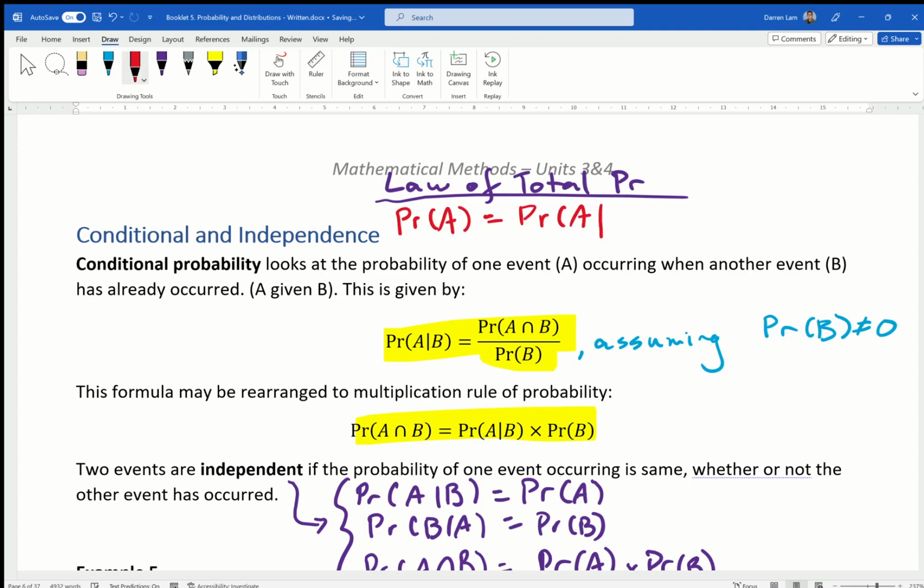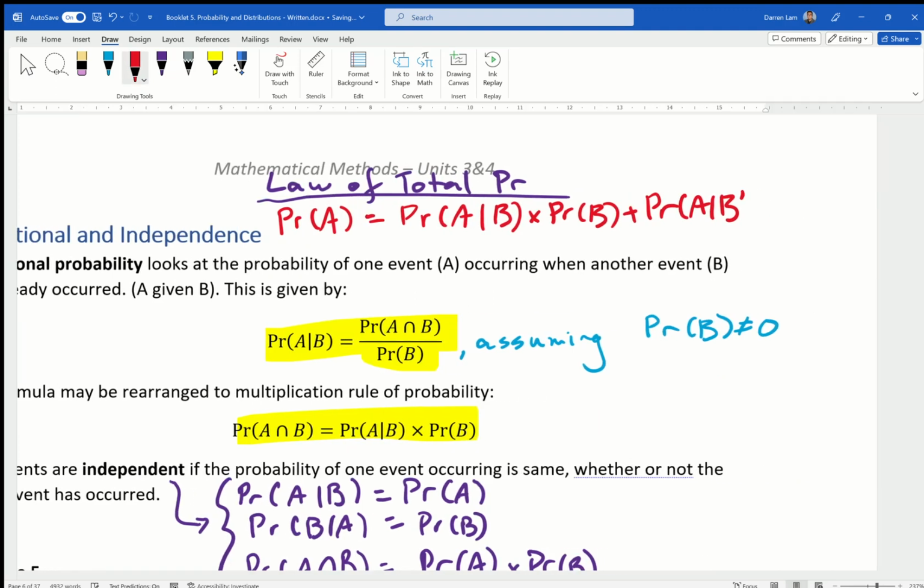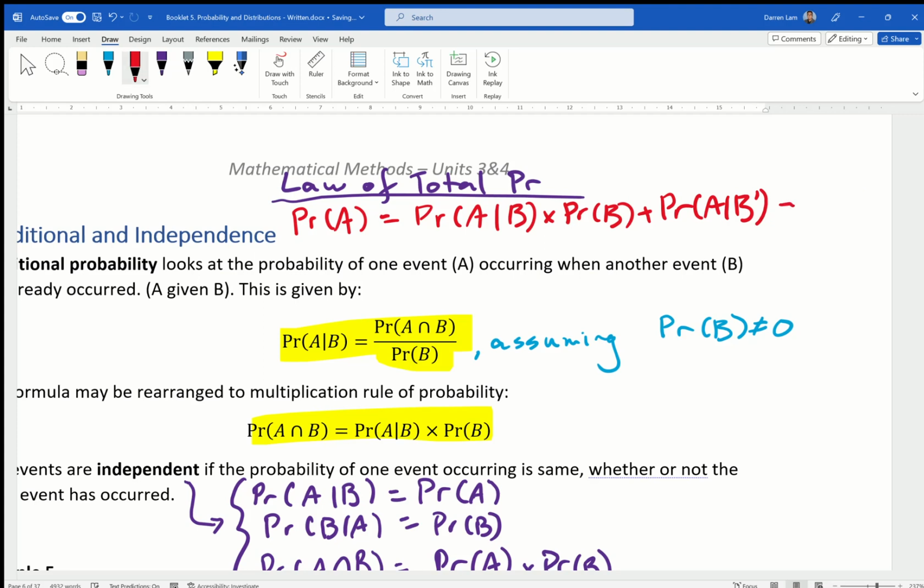A given B multiplied by the probability of B. I'll explain this in a moment. I promise it's a lot easier to interpret than what it is right now. Plus the probability of A given not B times the probability of not B.